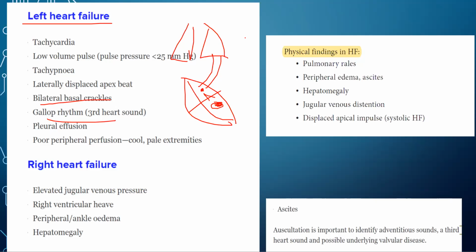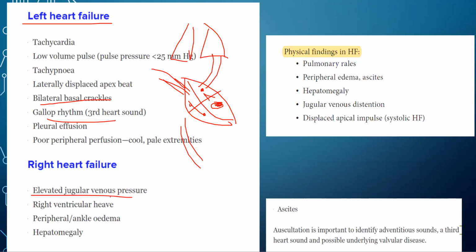In the sign, you get bilateral basal crepitation, and S3 gallop rhythm. Once left heart failure starts, fluid will also start to accumulate in the right ventricle or right heart. So right heart starts to fail. And when right heart starts to fail, there will be overflow of right ventricle, then right atrium, and then superior and inferior vena cava. So for superior vena cava overflow, you will get raised JVP.